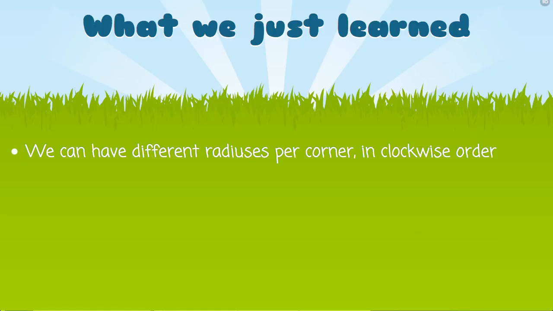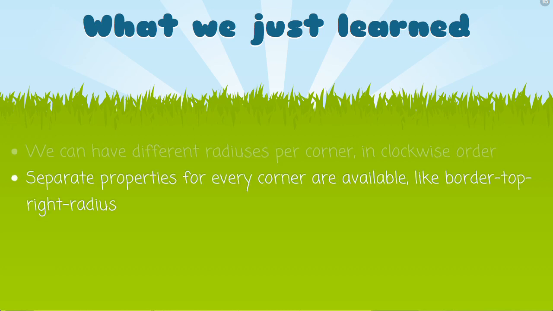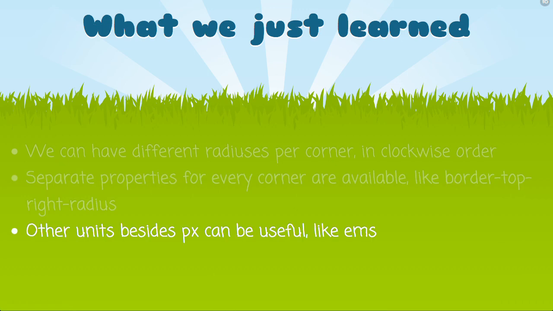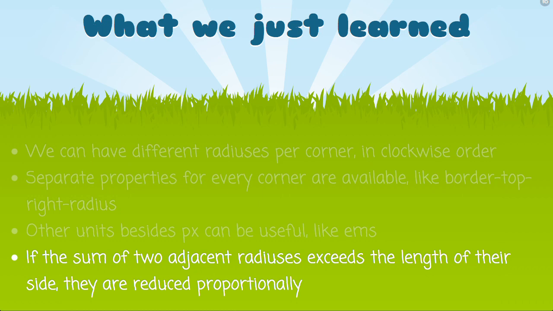So a recap of what we just learned in this section. We can have different radiuses per corner in clockwise order. Separate properties for every corner are available, like border top right radius. Other units besides pixels can be useful. And if the sum of two adjacent radiuses exceeds the length of their side, like the radiuses of the top two corners exceeding the width, for instance, they're reduced proportionally.